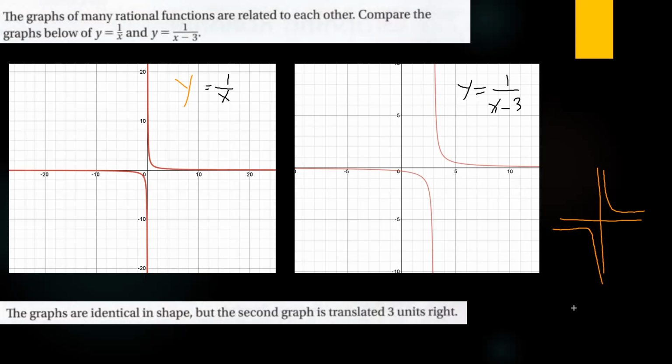Now look at the second one, 1 over x minus 3. If you look here, where is the excluded value? At 3, exactly. So look here, what did you have? At point 3, the function didn't touch this line. At x equal to 3, this line here, the curve didn't touch it.